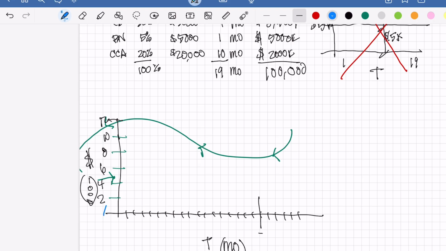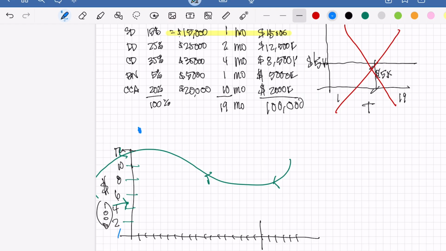So 1 month, $15,000 is way up here. 2 months are 12,000. So month 2 and 12,000. So month 2, month 3. 4 months at 8,500. So now it's here, 2, 3, 4. 1 month at 5,000, which is this month down here, 5,000. This is bidding negotiation, kind of a very odd month in architecture. And then we have 10 months at $2,000. So 1, 2, 3, 4, 5, 6, 7, 8, 9, 10.